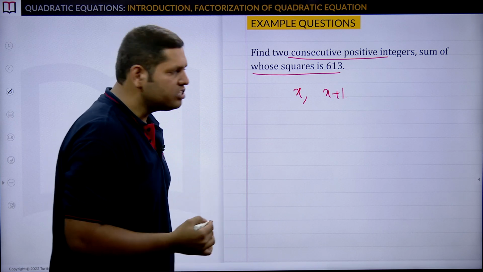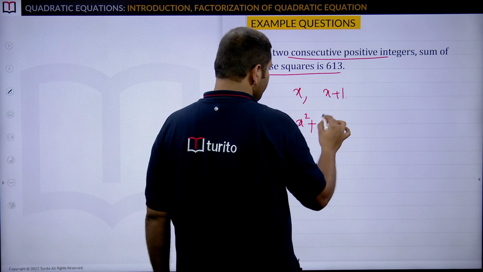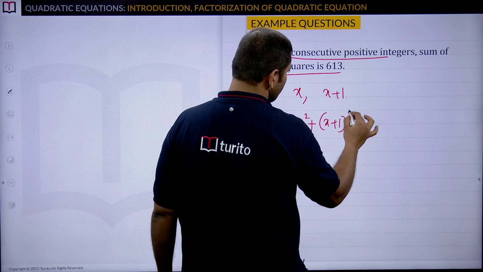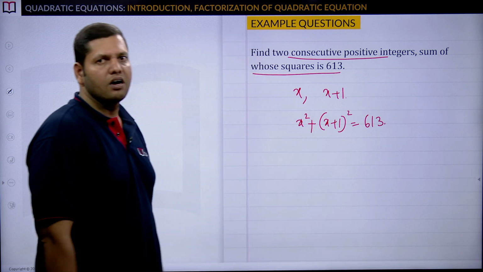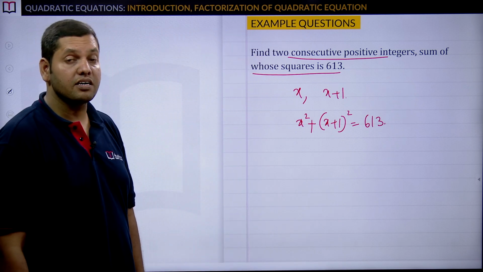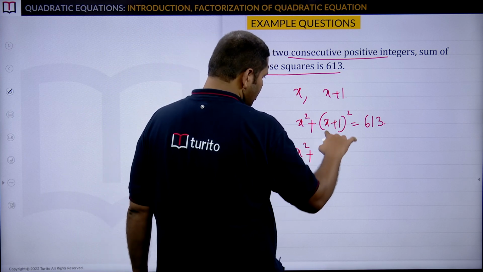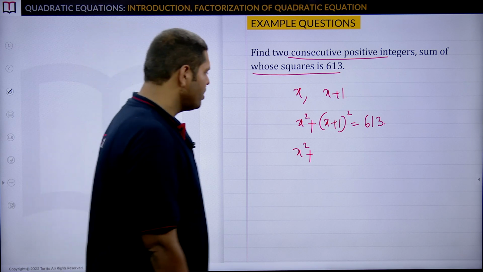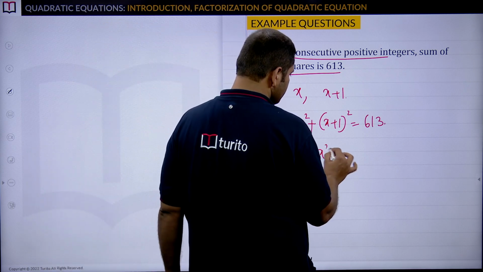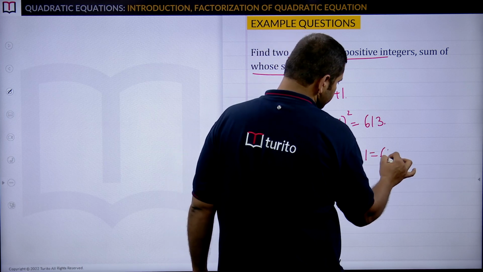The sum of the squares means the square of x, we can write as x square, and the square of x plus 1 we can write as (x plus 1) whole square. So, this is equal to 613. Now, children, (x plus 1) whole square is in the form (a plus b) whole square expansion, so I can write a square plus 2ab plus b square, equal to 613.